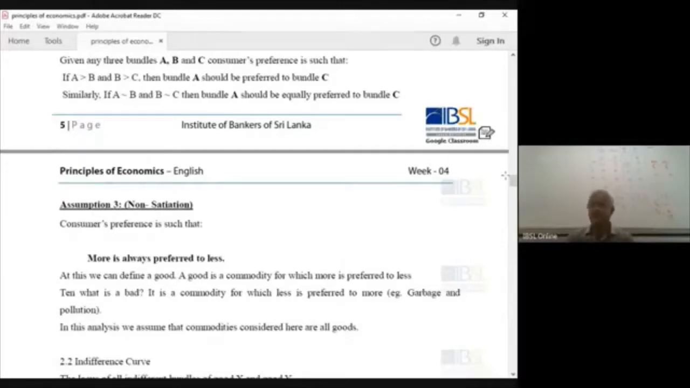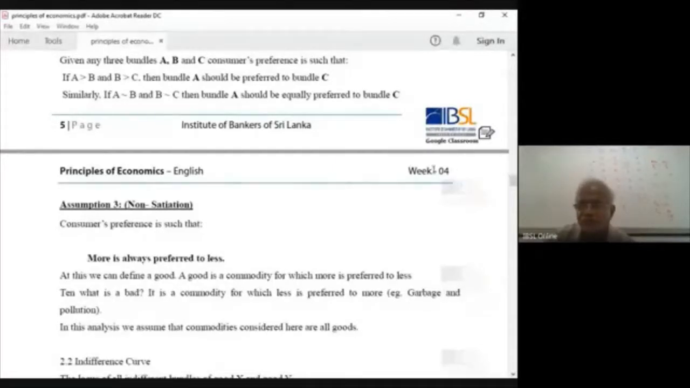So these are the three assumptions about consumers in a market economy: completeness, transitivity, and more is preferred to less. Right? Okay. Now we know.